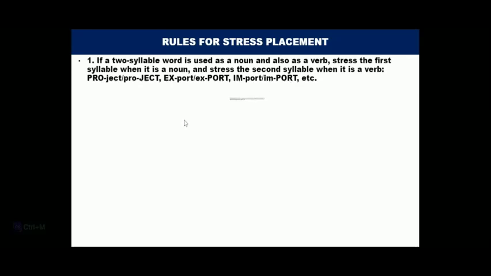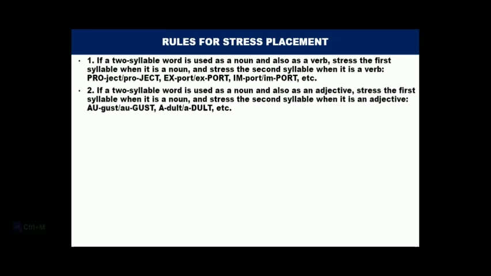All right, so the second rule is: if a two-syllable word is used as a noun and also as an adjective, stress the first syllable when it is a noun and stress the second syllable when it is an adjective. For example, August as a noun, August as an adjective, adult as a noun, adult as an adjective.